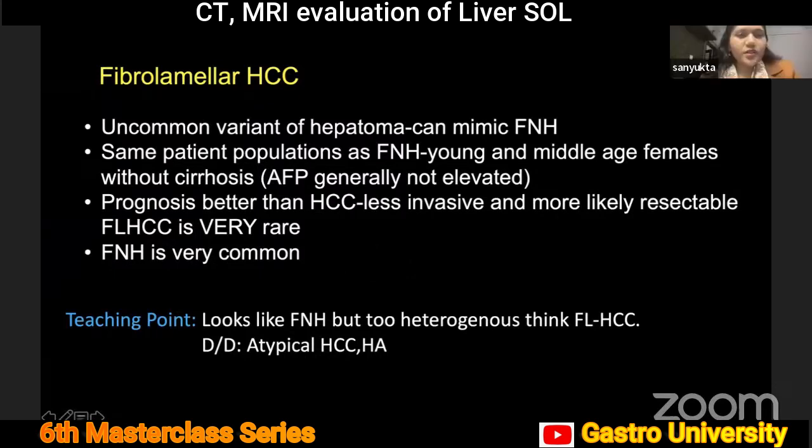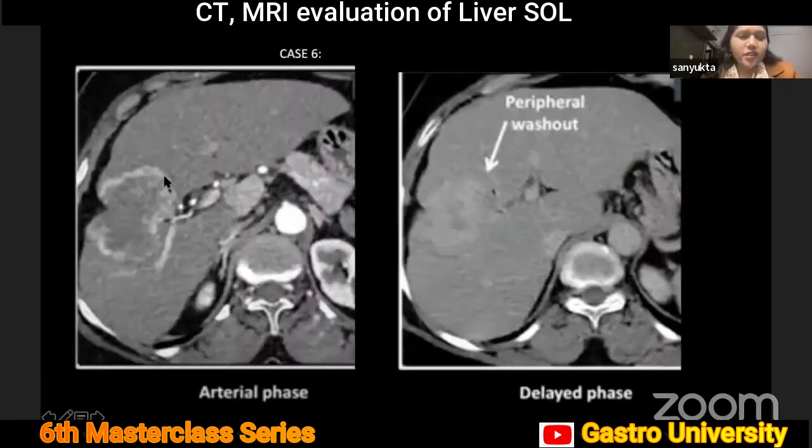Okay, sir. So this is the same patient population. It looks like FNH, but it's too heterogeneous. So we have to think of fibrolamellar HCC. The next entity we'll talk about is an arterial phase hyper-enhancing lesion. But look at the enhancement. This is a rim-enhancing lesion, not peripheral nodular. And what we can see is a capsular retraction also. Now this clinches the diagnosis.